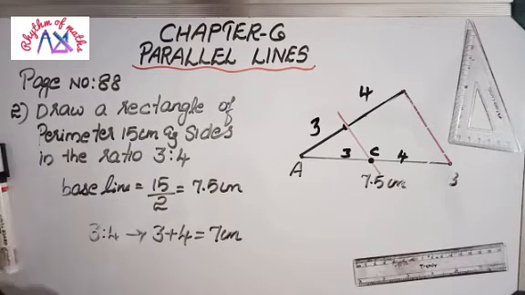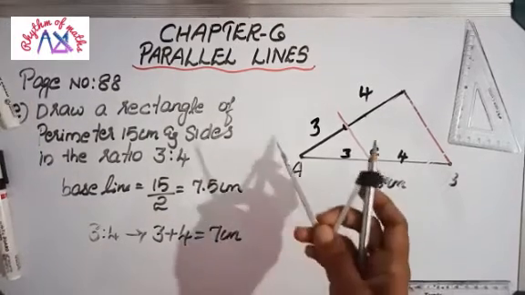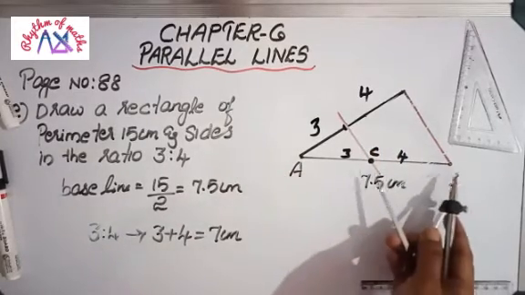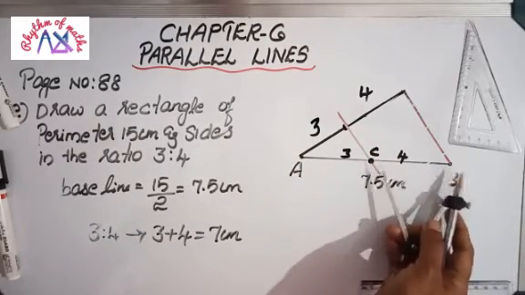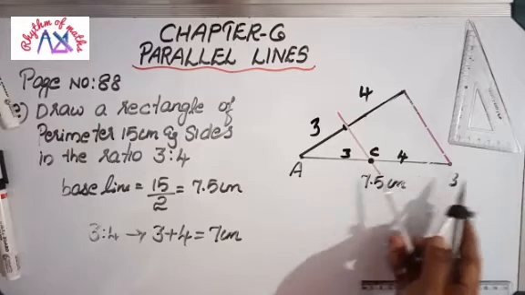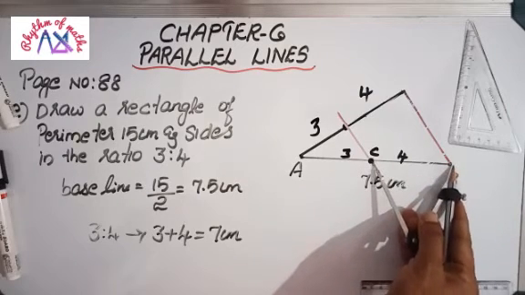Either by using scale itself you can draw, or using compass. By using compass is better. By using compass, first of all measure this second side CB. The first side we can consider as length, and the second side CB we can consider as breadth. By using compass, measure CB.